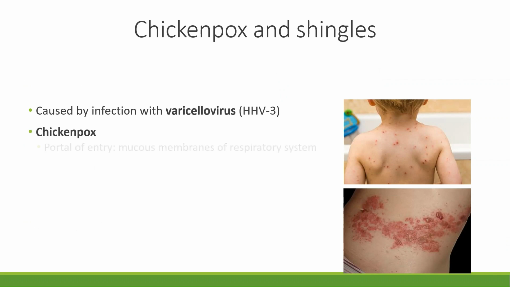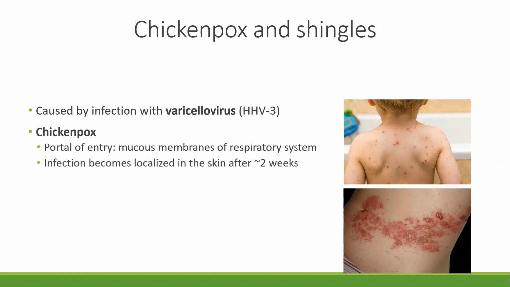Chickenpox starts when the virus enters through the mucous membranes of the respiratory system, usually through inhalation. It spreads throughout the body for about 2 weeks, then it settles in the skin, where it causes itchy vesicles and eventually ruptures and scabs over.